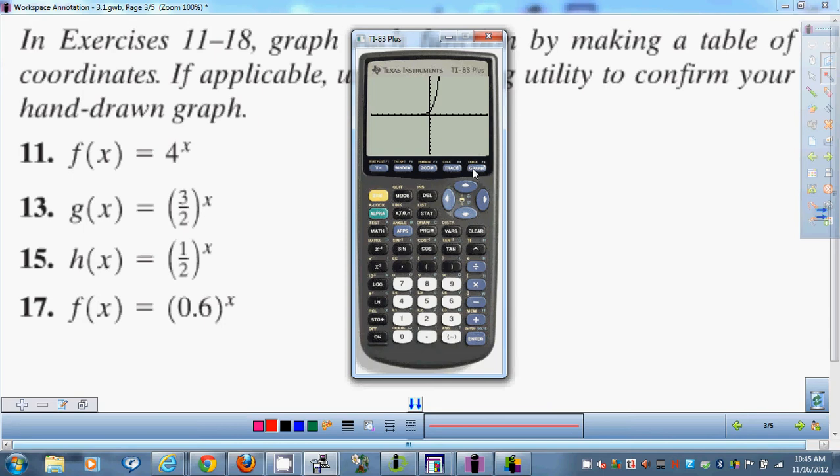What do you think this one's going to look like compared to that one? No, it's not going to. This is still a number greater than 1. It's still going to shoot off, but it's going to shoot off much slower because 1.5 isn't as big. So it's going to come out and go up like this. I'll punch it in for you and show you. Okay.